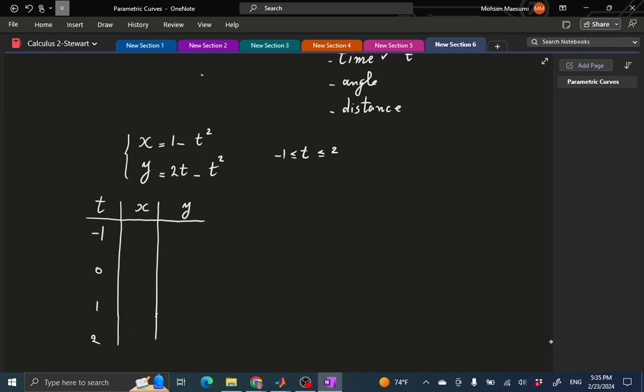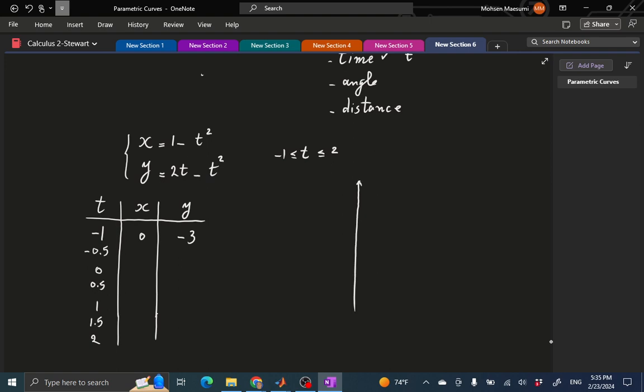But of course there are many other time points like -0.5, 0.5, 1.5, and as your patience allows, you can fill up this column with more and more time values. So at -1, what is my x? Well, I put -1 in my formula, and I see that 1 minus -1 squared is going to be 0. How about y? My y value is going to be minus 2 and then minus 1, so that's going to be minus 3. So we start plotting.